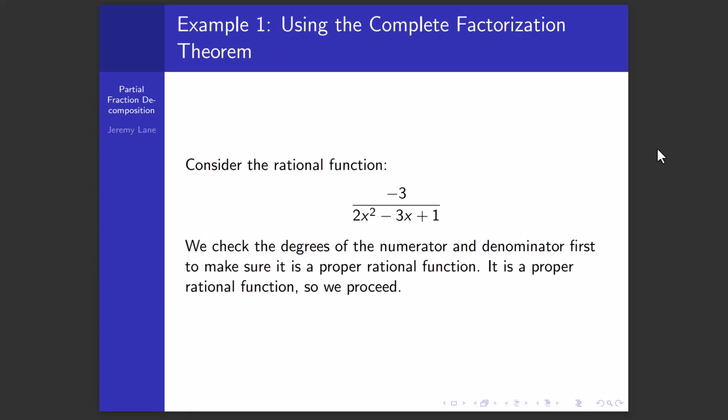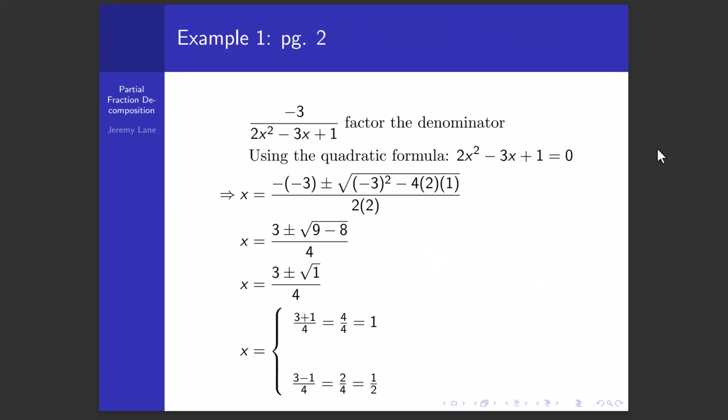So using the complete factorization theorem, consider the rational function -3 over 2x squared minus 3x plus 1. We check the degrees of the numerator and the denominator first to make sure it's a proper rational function. In this case it is. The degree of the numerator is 0, the degree of the denominator is 2, so we may proceed. We're going to go ahead and factor the denominator, but we'll use the quadratic formula to get the roots, and we'll have x equal 1 and x equal 1/2 as the roots.